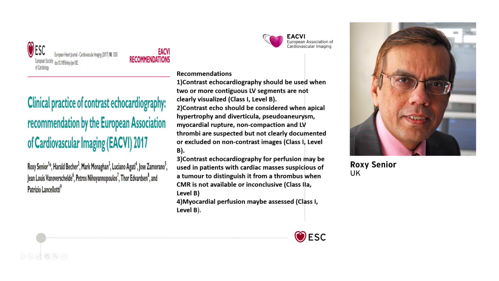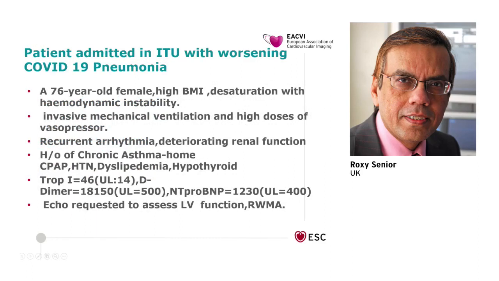So I'm going to now show you a series of four patients from our cohort of hospitalized patients with COVID. And this first patient will involve multiple choice questions, so pay a lot of attention to what I'm going to say now. This is a typical patient with COVID-19 pneumonia, admitted in ITU, mechanically ventilated, a 76-year-old female, hemodynamically unstable, with recurrent arrhythmias, and with all the cardiovascular risk factors, hypertension, dyslipidemia, et cetera. And this patient had 3 times raised troponin and NT-proBNP and very high levels of D-dimer.